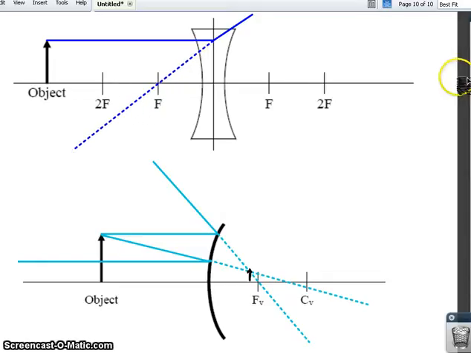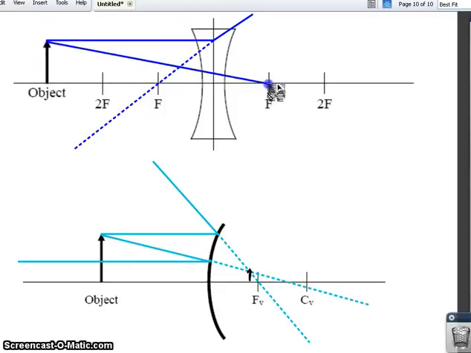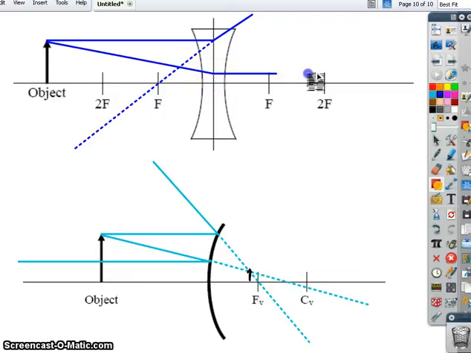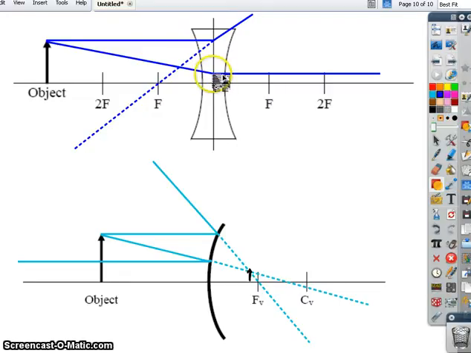The next ray is going to head towards the focus on the opposite side. So right there, it's going to head towards the focus. But once it hits the lens, it's going to move parallel to the principal axis, and its extension is going to head directly behind it, like that. And our third ray is going to head right through the middle, just like that.